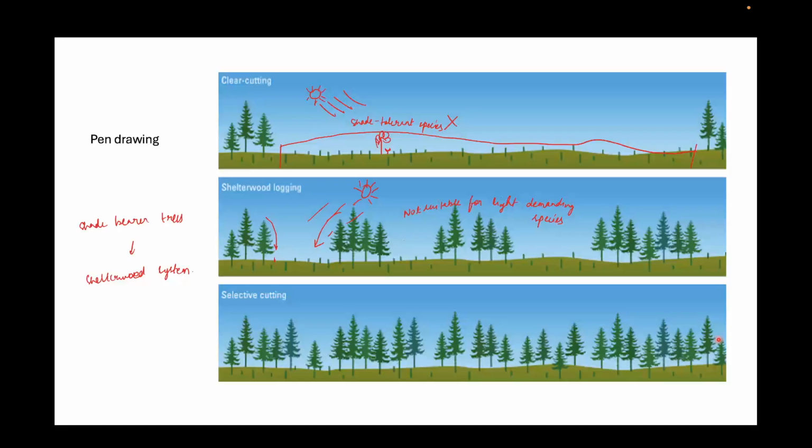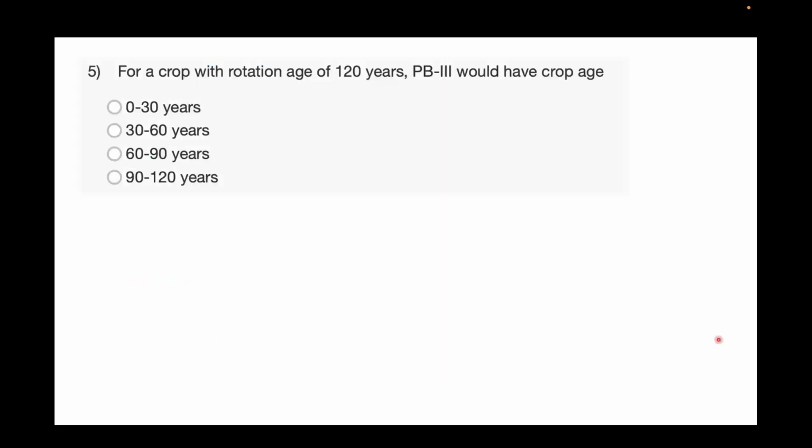Okay, let's move on to the next question, question number 5. Okay, so what do we see here? For a crop with rotation age of 120 years, PB3 would have crop age of dash. This can be a tricky question. For a crop with a rotation age of 120 years, PB3 would have crop age of dash. Option A, 0 to 30 years. Option B, 30 to 60 years. Option C, 60 to 90 years. Option D, 90 to 120 years.